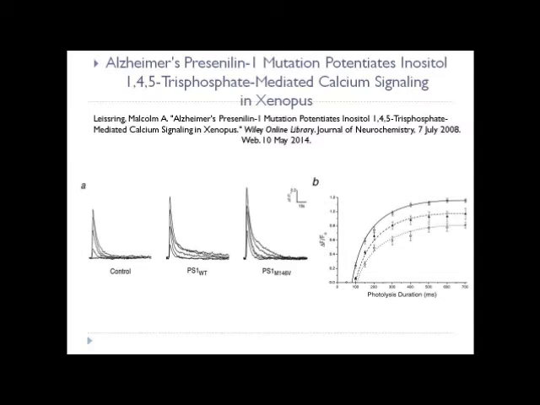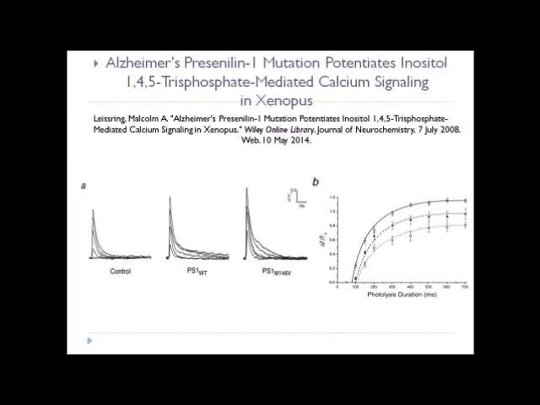Disturbances in intracellular calcium signaling may represent one mechanism underlying Alzheimer's disease. The presenilin-1 gene, or PS1, associated with the majority of early-onset familial Alzheimer's cases, has been implicated in this signaling pathway. In a study, Lise Ring used the Xenopus oocyte expression system to investigate in greater detail the role of PS1 in intracellular calcium signaling pathways.